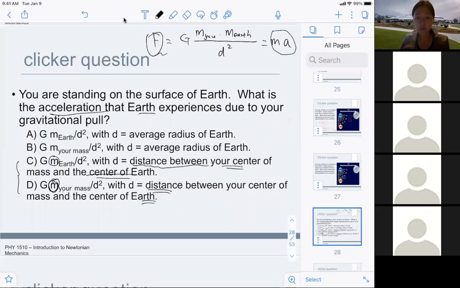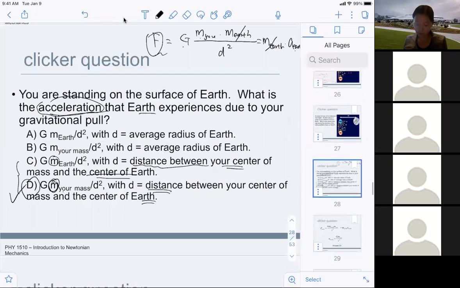And in this case, we're looking at Earth's acceleration. So you should use mass of the Earth times Earth's acceleration. So it's going to equal mass of the Earth times the Earth's acceleration. So m of the Earth cancels. You can see the acceleration of the Earth is equal to G times mass of you divided by d squared. So D is correct. Very good.